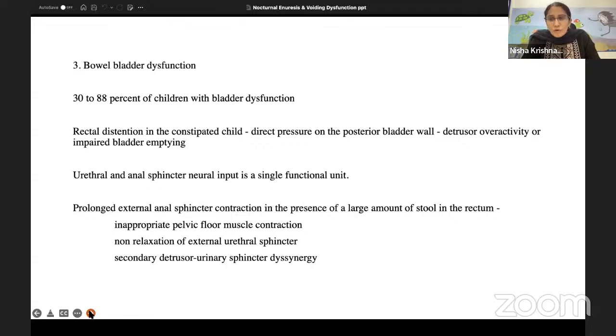Or, one of the reasonings is that the urethral and the anal sphincter neural input is a single unit. And also, if there is a prolonged accumulation of stool, there are inappropriate pelvic floor contractions. There is this inappropriate relaxation or contraction of the urethral sphincter, along with dyssynergy of the detrusor muscle. All put together, it is going to manifest in the form of dysfunctional voiding.